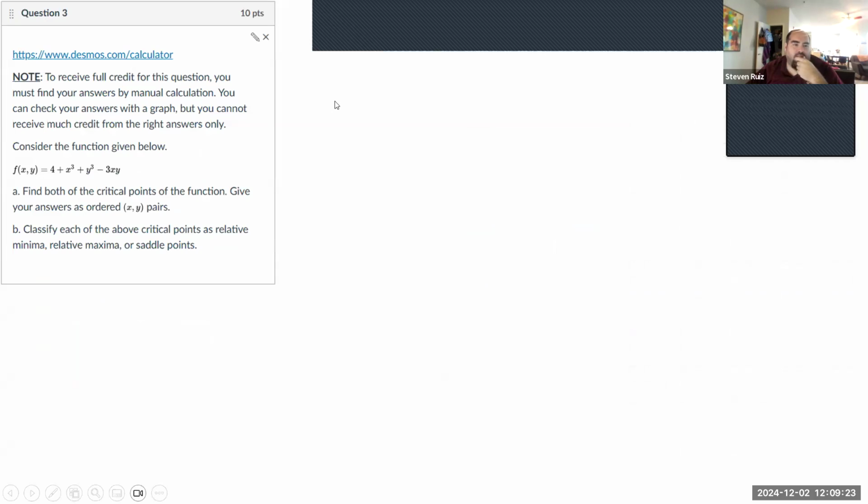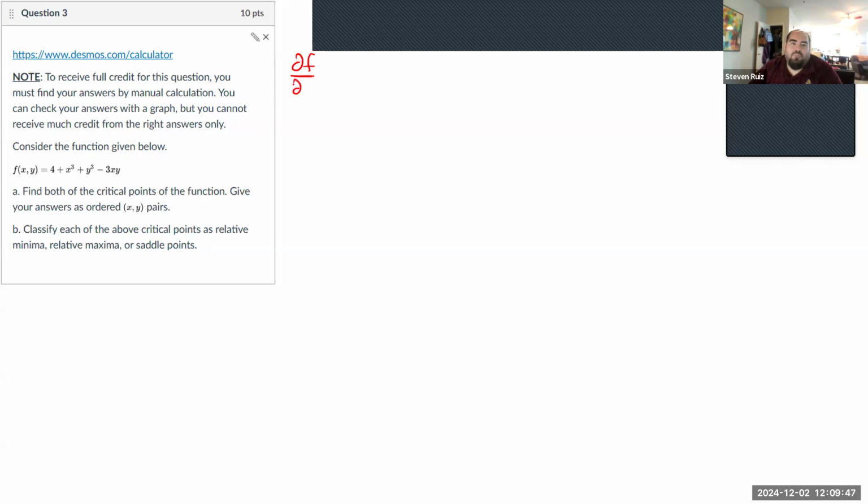All right, so we have a function, a multivariable function. So basically we want to find the critical points and then classify them. So how do we find the critical points for a function of more than one independent variable? We want to use partial derivatives. So I'm going to do that first.